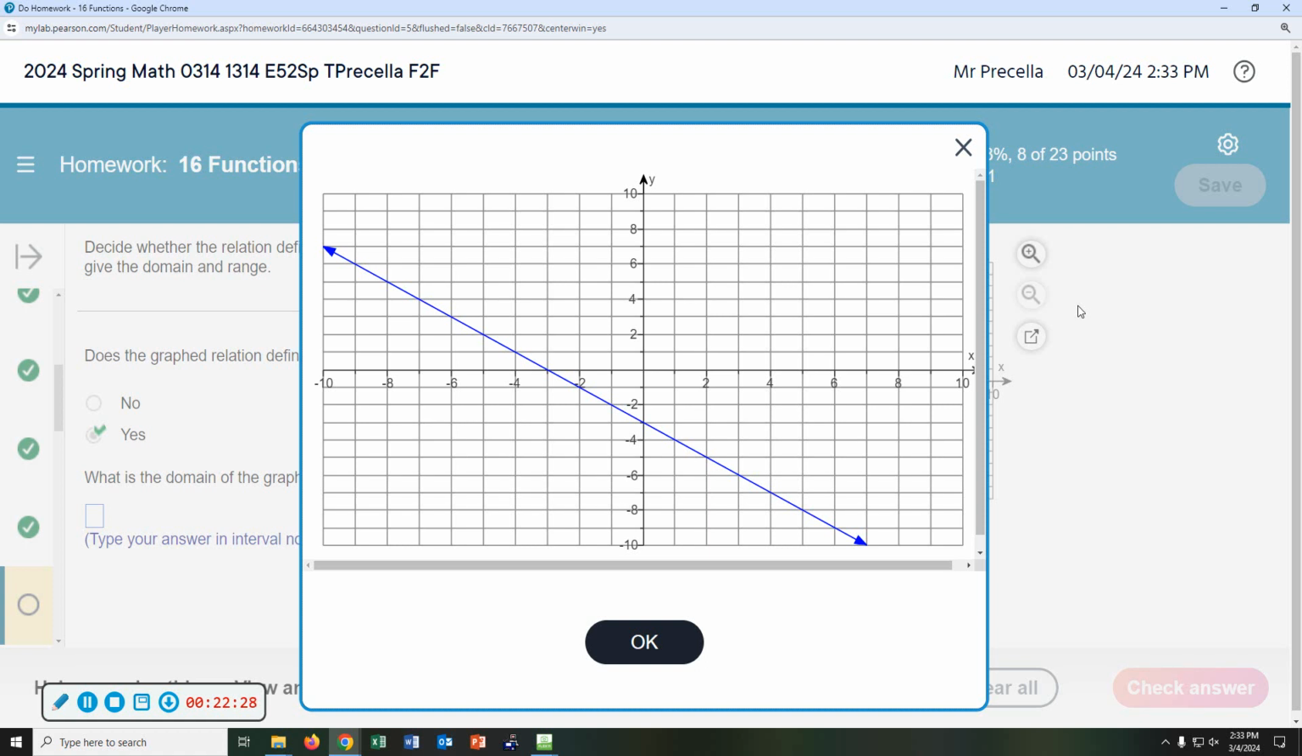Okay. Keeping in mind this arrow means it's going to keep going left and up. And this one right here, what direction is it going to keep going? It'll be moving to the right and downward. So it looks like it's spanning from -10 to, what is that, 7?